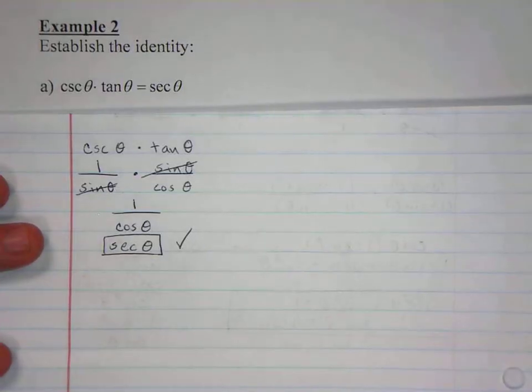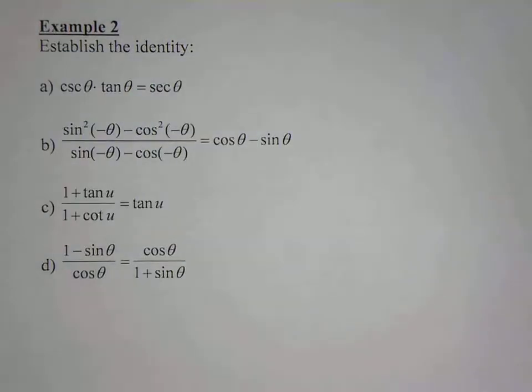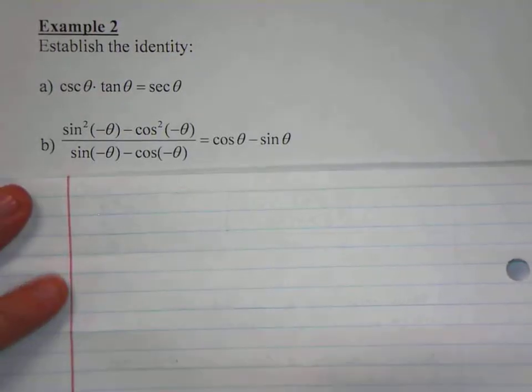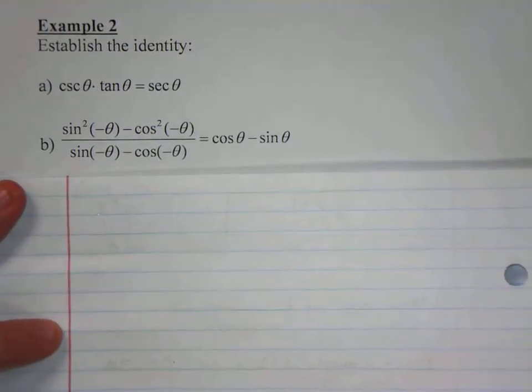All right, so that was a pretty simple one. Let's go ahead and try another one. Letter B. This one's going to take a little bit more time, a little bit more work. Again, my goal is to take one side and make it look like the other.